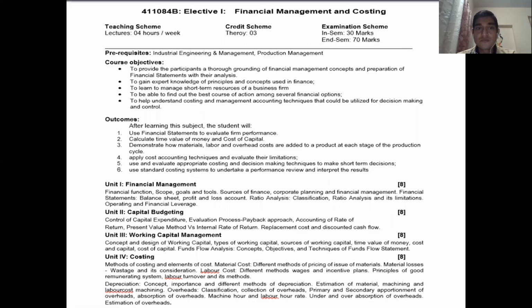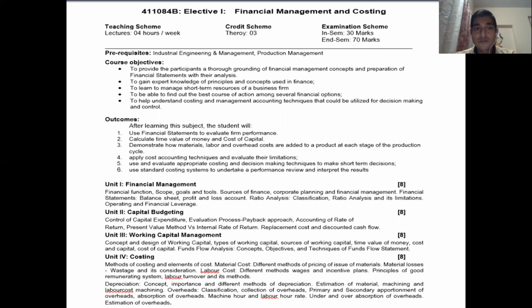Now going to the detailed syllabus, there are 2 sections. The first section is on financial management, which we are starting today in this session. Unit number 1 contains the sources of finance, the discussion on balance sheet, profit and loss account, and cash flow analysis. The second chapter details some of the functions of financial management like capital budgeting, and unit number 3 is on working capital management.